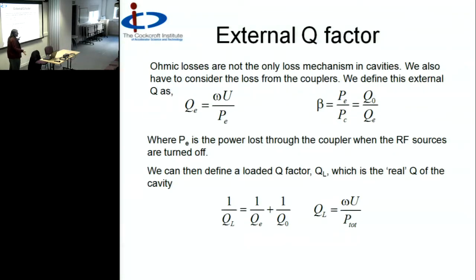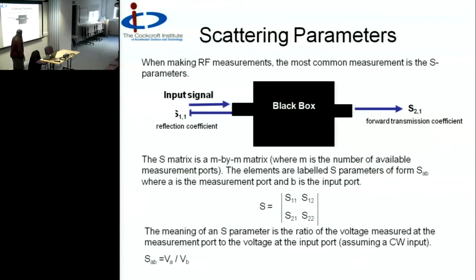So in this lecture, when I talk about beta, I'm talking about this beta. I'm not talking about the other two betas. Maybe I should label them differently in future. But unfortunately, for this lecture, beta is going to be Q0 over QE. And you get your loaded Q factor, which is your total Q factor, equals omega U over P total. Beta is quite handy. It comes out quite a lot in the later equations. But this is your loaded Q factor. This is your total Q factor of the system related to the external and the ohmic Q factors.